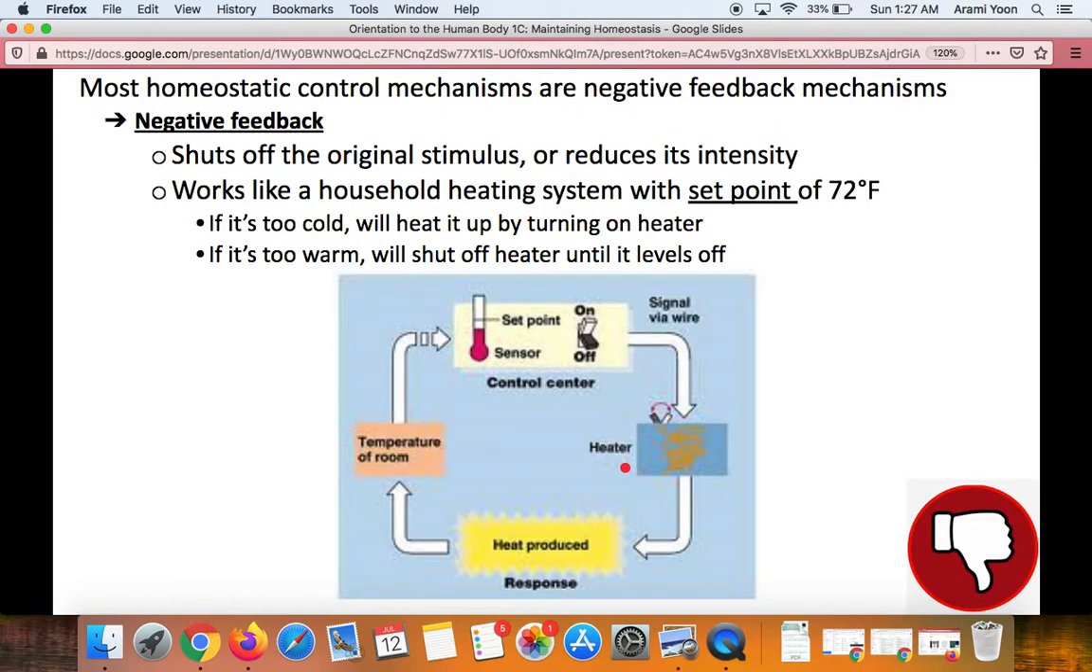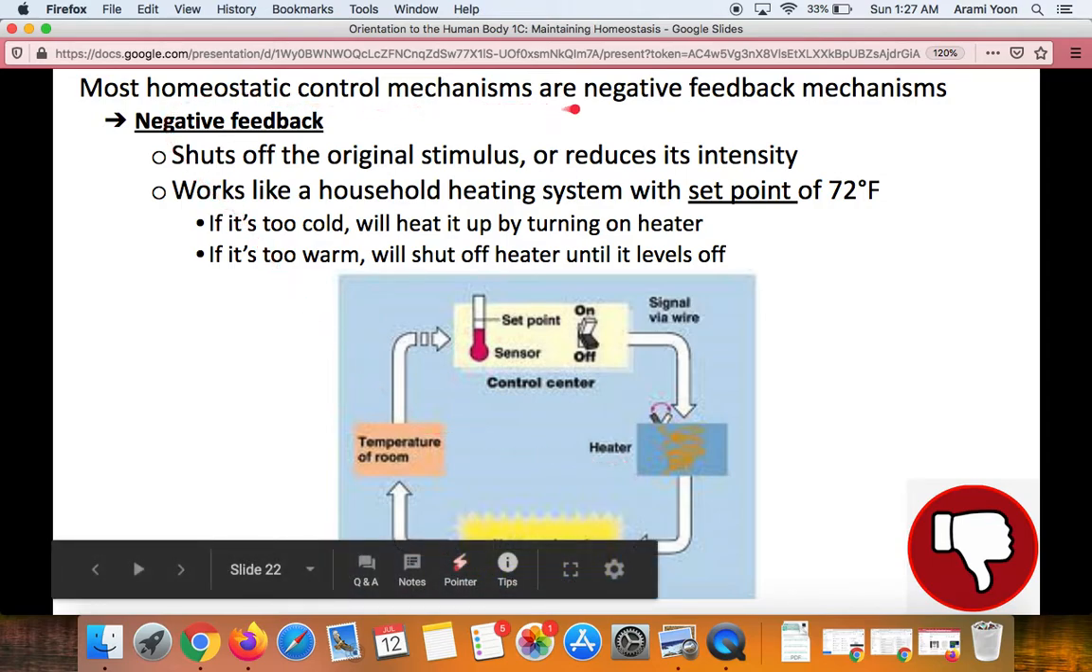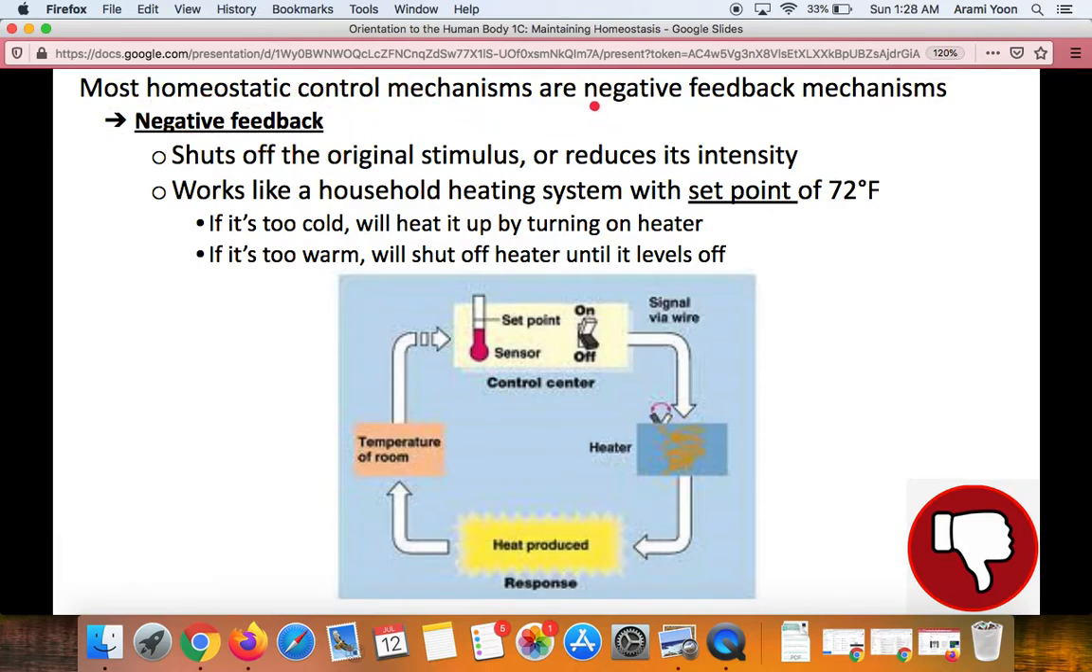Okay, so the end result is that you're going to reduce the stimulus, or you're going to just shut off the original stimulus entirely. And when that happens, we call that negative feedback. So homeostatic control mechanisms are negative feedback mechanisms, which means that they receive information and they negatively impact the original stimulus that triggered all of this to happen. They shut off the original stimulus, they reduce its intensity.